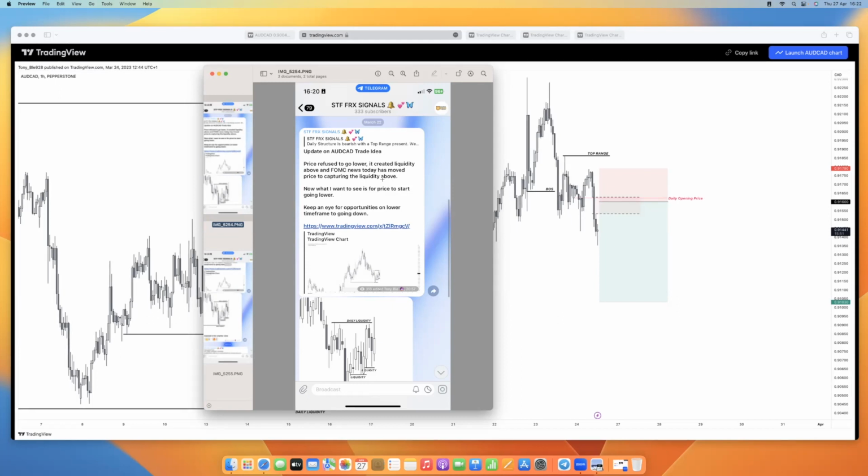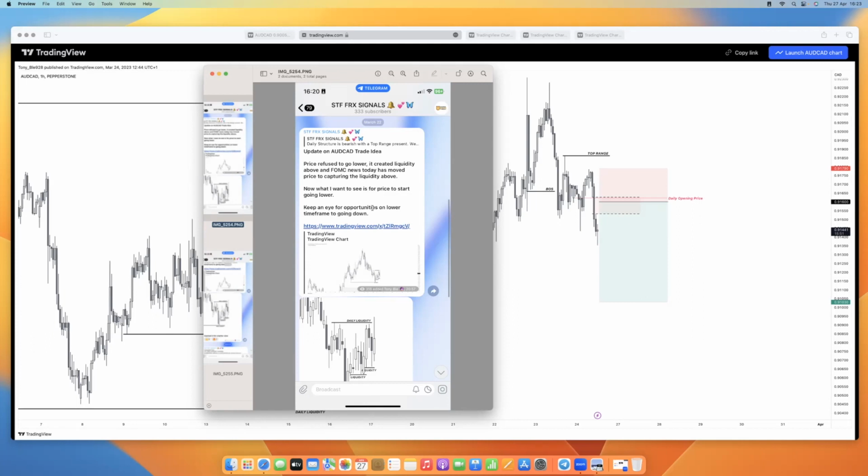And remember, as of March 15, when I had the first entry, the liquidity to the upside wasn't there. So they took a couple of days to build the liquidity and then capture it. Then the sell starts, and now I want to see price start going lower. All right, they've captured the liquidity, so please can we start coming down now? And then I said keep an eye out for opportunities on lower time frames to go down.